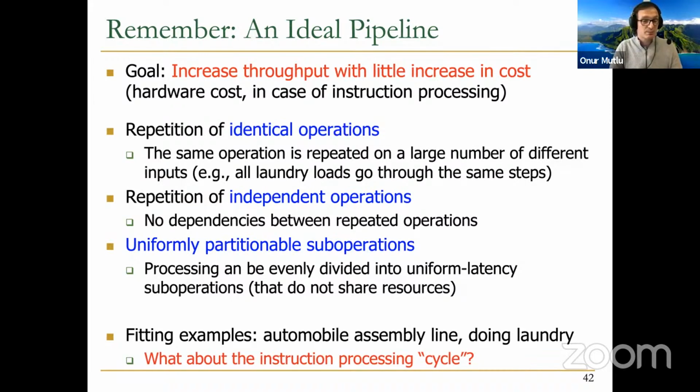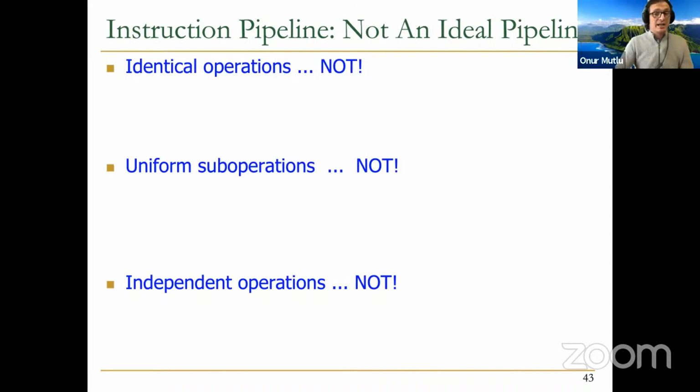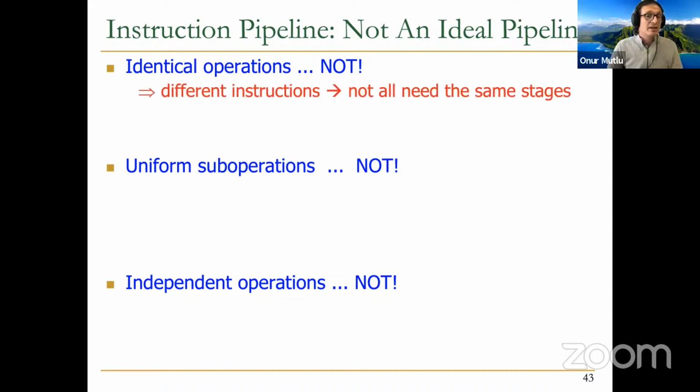What about the instruction processing cycle? Now we're going to deconstruct the instruction processing cycle as compared to the requirements of an ideal pipeline. And basically, we see that the instruction pipeline is not an ideal pipeline. It's a pipeline, but it's not an ideal one. Why? Because we don't have identical operations. Not all instructions need the same stages. Not every instruction requires the identical operations, right?